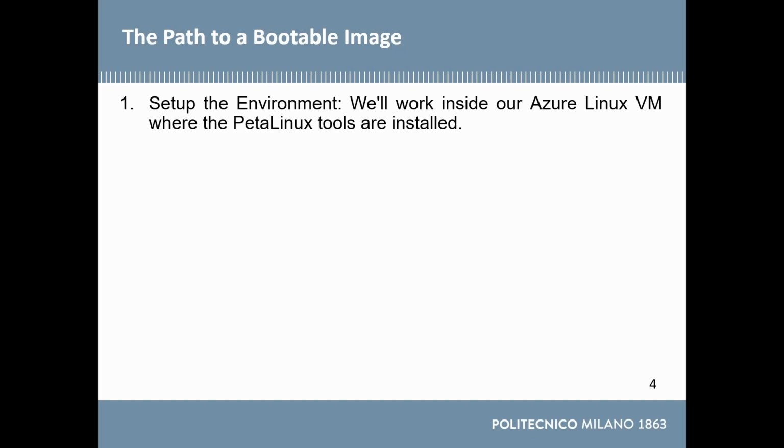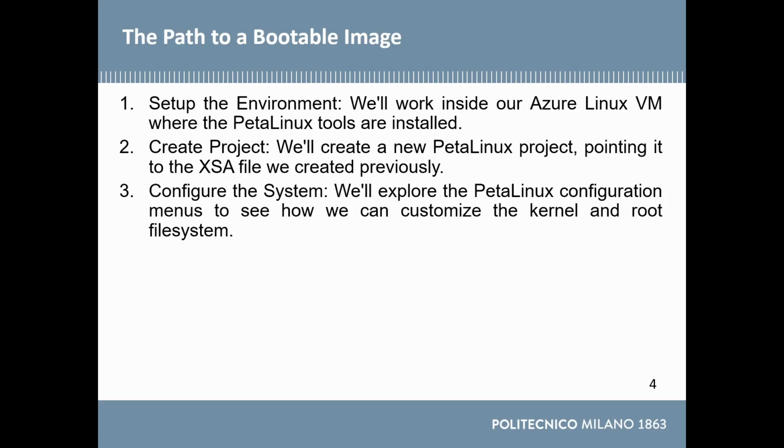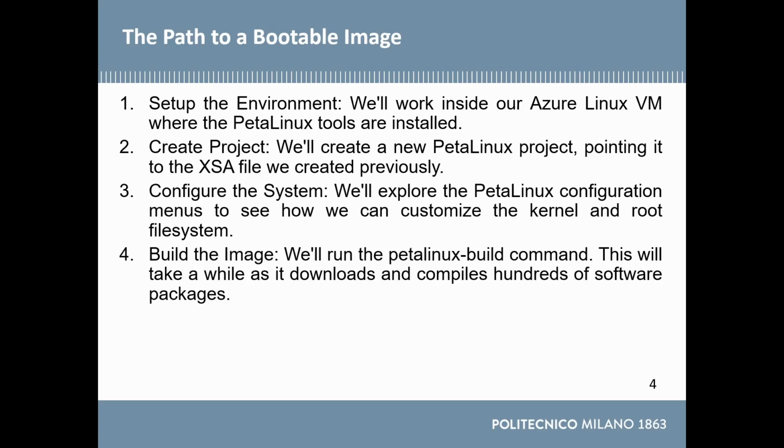The path to creating a bootable image begins with setting up the environment. In fact, we'll work inside our Azure Linux virtual machine where the PetaLinux Tools are installed. Then we'll create a new PetaLinux project, pointing it to the XSA file we created previously. Subsequently, we'll explore the PetaLinux configuration menus to see how we can customize the kernel and the root file system. Afterwards, we'll build the image by running the PetaLinux build command. This will take a while as it downloads and compiles hundreds of software packages.